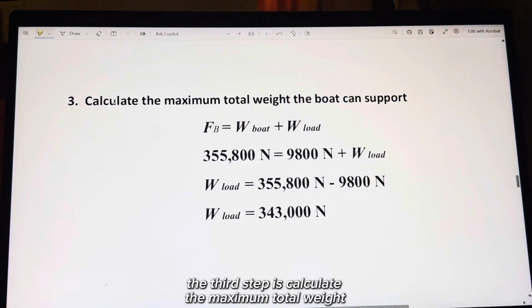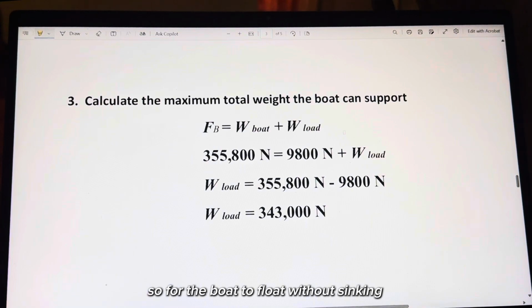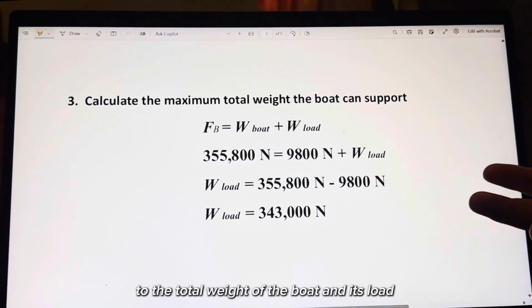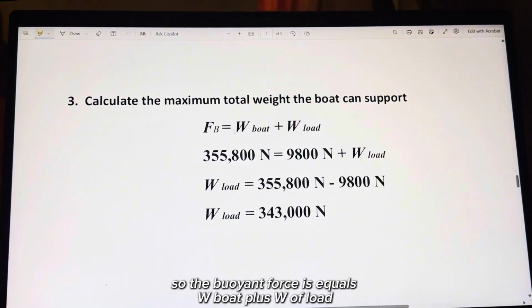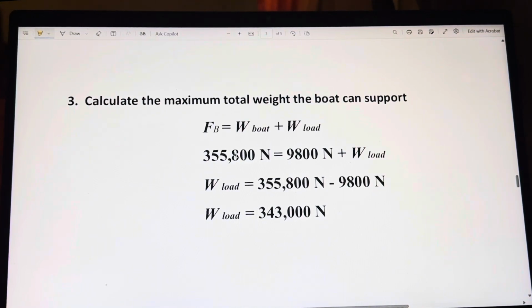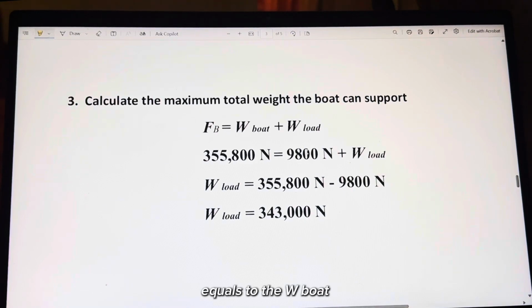The third step is to calculate the maximum total weight the boat can support. For the boat to float without sinking, the buoyant force must equal the total weight of the boat and its load. So we can write the formula: buoyant force equals W boat plus W load. As we know before, the buoyant force of 355,800 newtons equals the W boat that we already calculated, 9,800 newtons, plus W load, which is 343,000 newtons.